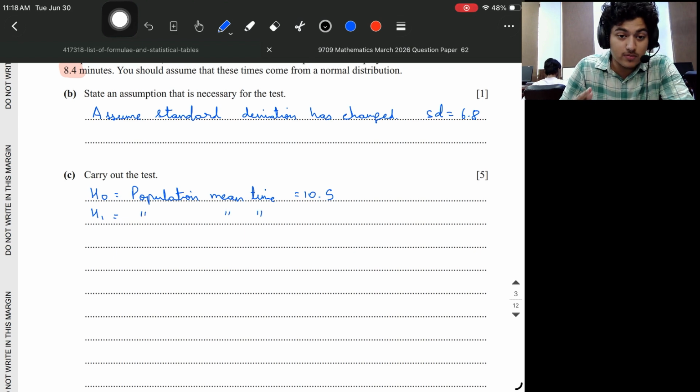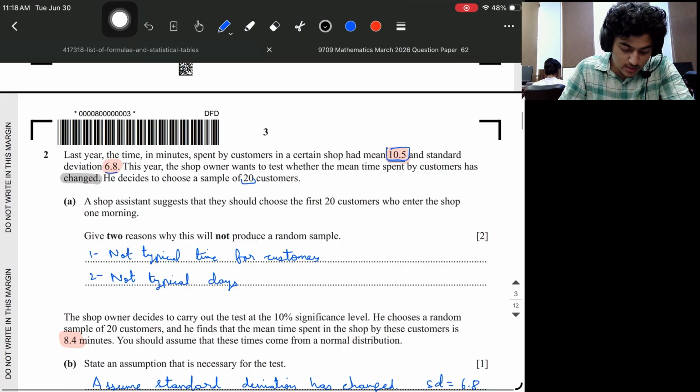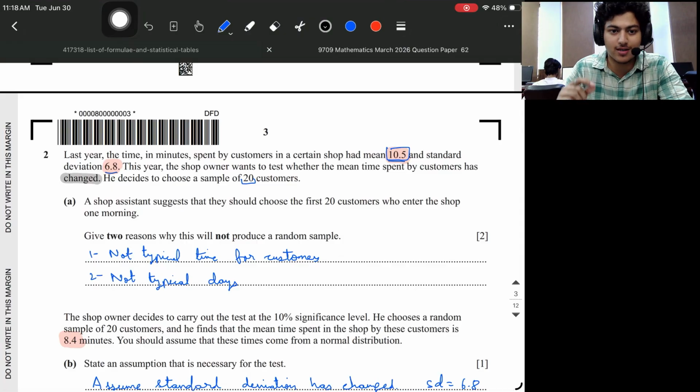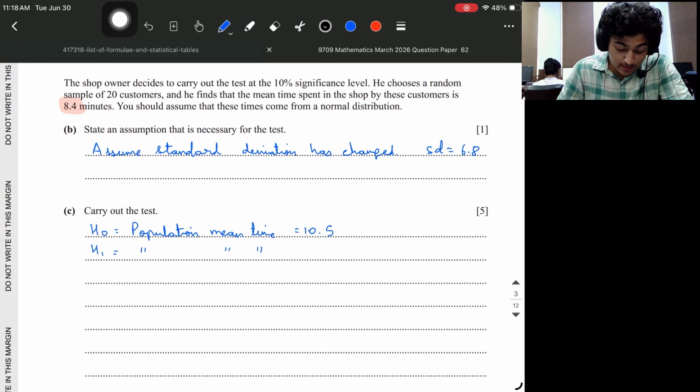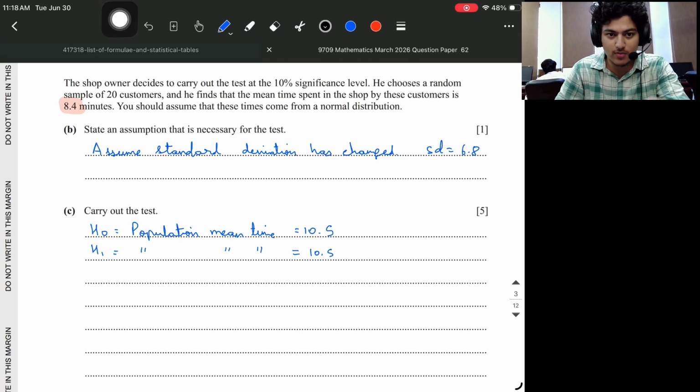Now, here comes the important part. Since they've mentioned changed, they have not mentioned whether it has increased or decreased. If they would have mentioned that it has increased, we would have put a greater than sign, 10.5. Or if they would have mentioned that it is less than, we would have put a less than sign. But since they've mentioned that it is changed, not specifically increased or decreased, we'll be adding a not equal to sign, 10.5, and therefore this will be a two-tailed test, right?